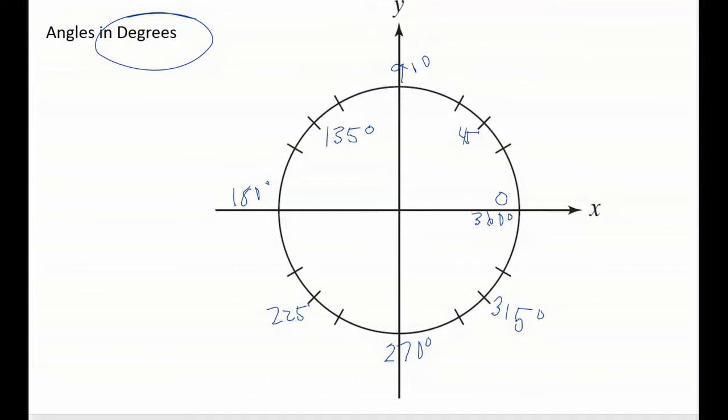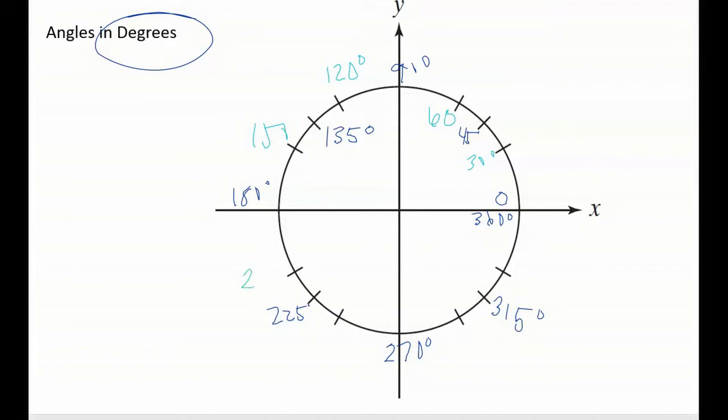It's just like the over 6s. So this is 30 degrees. Plus 30 more is 60 degrees. Plus 30 more is 90. We already have that one marked. Plus 30 more is 120. Plus 30 more is 150. Plus 30 more is 180.